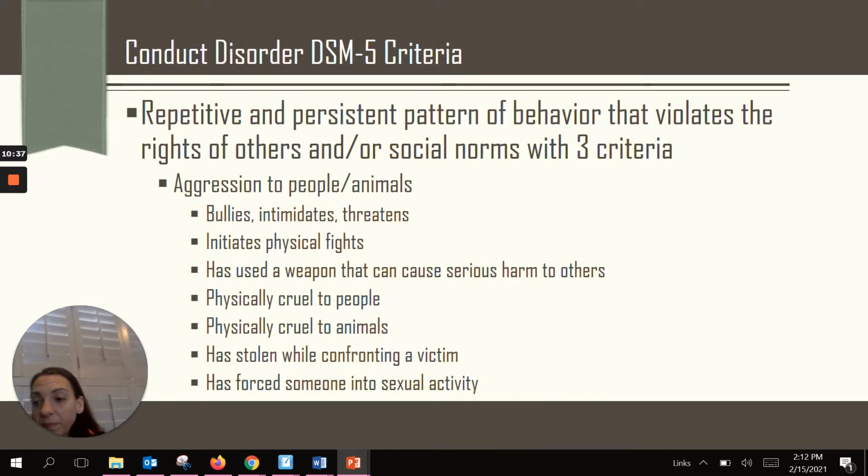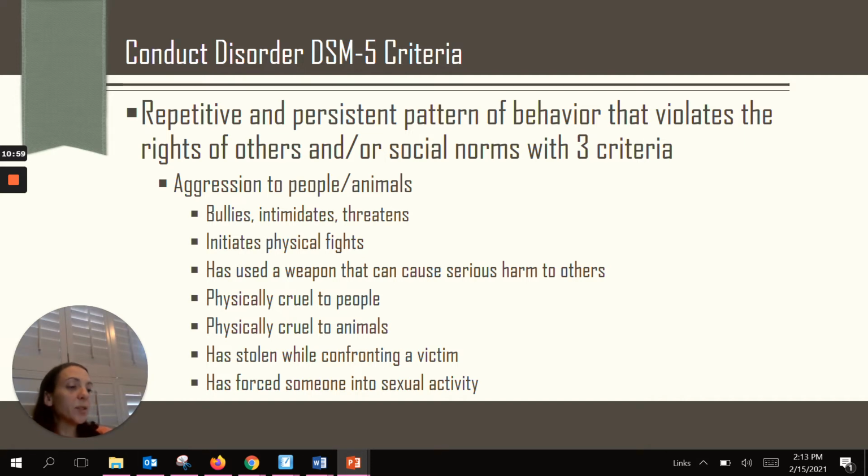Conduct disorder is a little bit different. Conduct disorder is a more severe form, if you want to think of it that way. It's a repetitive and persistent pattern of behavior that violates the rights of others and/or social norms with 3 criteria. And this one's a little bit longer, so it's going to take a couple of slides. Aggression to people or animals.